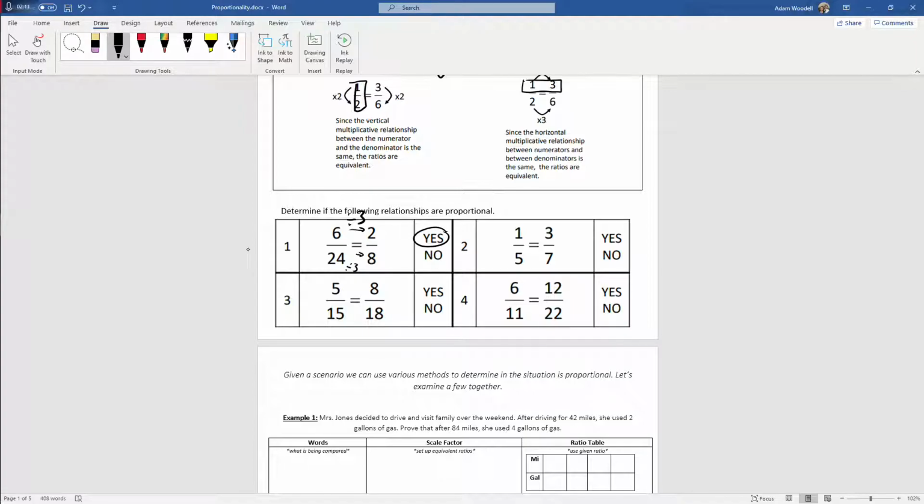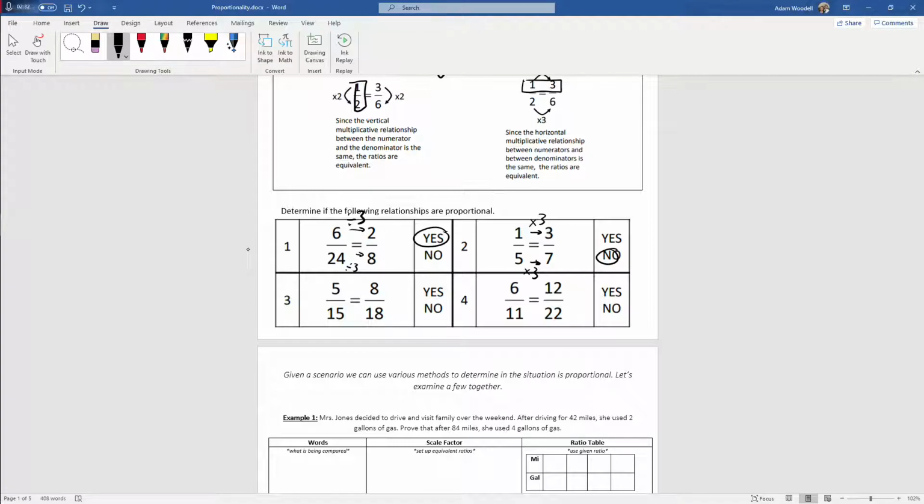Let's hop down to number 2. Let's think horizontal. If I'm trying to get from 1 to 3, I know I can just multiply by 3. So my scale factor in this case would be 3. But if I multiply 5 times 3, do I get 7? Well, no. Which means it's not proportional.